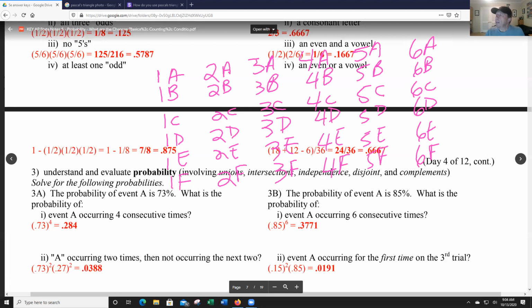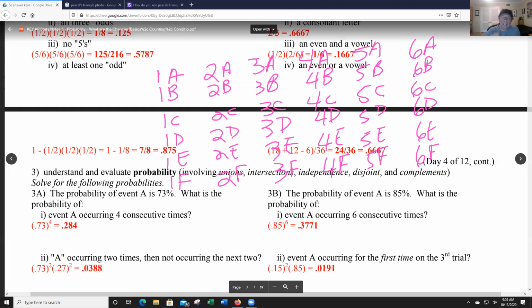Wow. Now, I told you in previous lessons that if you're not sure how to do the problem, go to sample space. And if it's less than 50, you'll be fine. All right, so the question is, an even or a vowel.